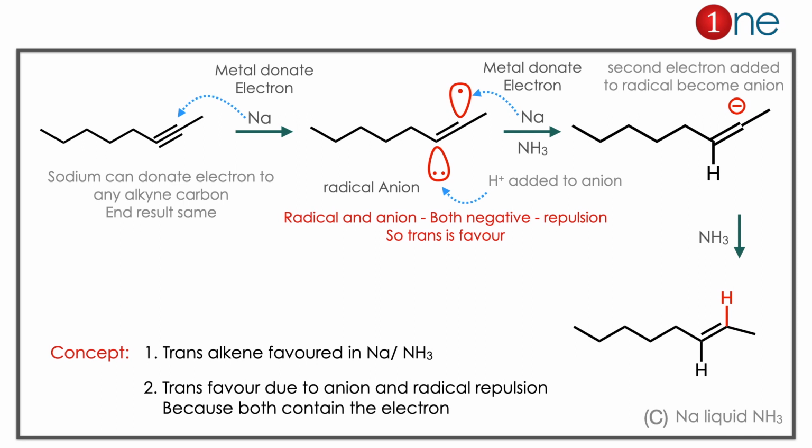Here you have to learn two important concepts. One is that the trans alkene is favored in sodium in ammonia. The second thing is that the trans position is favored due to anion and radical repulsion, because both contain electrons.